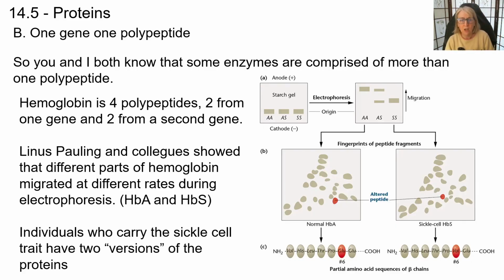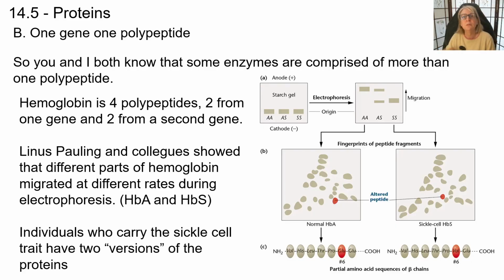Linus Pauling and his colleagues showed that different parts of the hemoglobin actually moved at different rates during electrophoresis. This is why I wanted to do 20 before 14 here. We're going to do electrophoresis, but not like this. He's doing it with proteins. When he did this, he found that different parts of the hemoglobin moved at different rates. That implies that they are different sizes. So there are different parts of a hemoglobin that are different sizes.